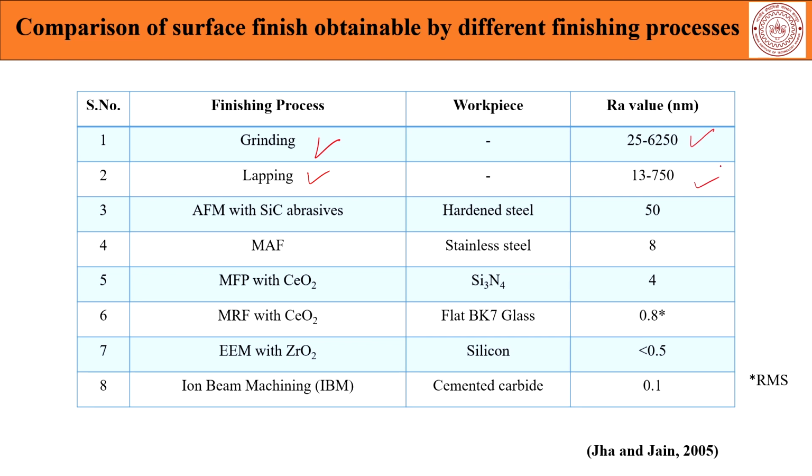Again, when we do AFM, abrasive flow machining with silicon carbide abrasives, on hardened steels, we get about 50 nanometer Ra values. We have magnetic abrasive finishing processes where on stainless steel surfaces one has obtained about 8 nanometer finish. With cerium oxide and MFP processes working on silicon nitride, for example, one gets 4 nanometer finishes. There are other techniques also, for example, magnetorheological finishing and ion beam machining, where we can go as low as about 0.1 nm root mean square, almost atomic level specificity.